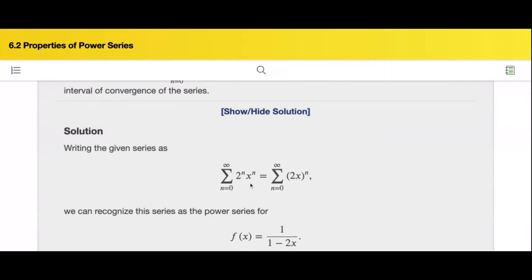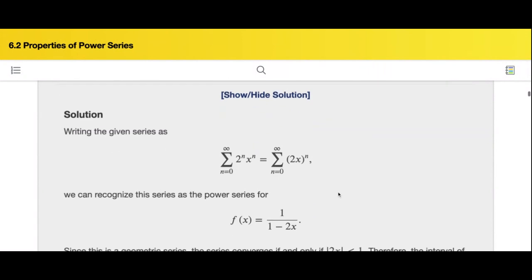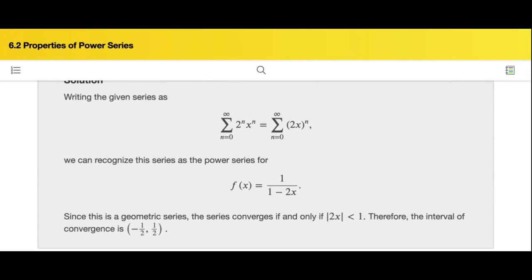So 2 raised by n, x raised by n can be written as 2x raised by n. And then the corresponding function can be written with 1 minus 2x, because the ratio is just 2x, right? And the first one, n starts from 0, so 2x raised by 0 is 1. So the first term is 1. So the representation of the function can be 1 over 1 minus 2x. Oh, this is pretty easy.